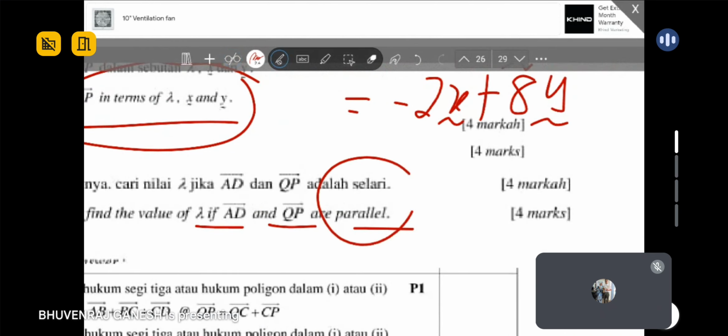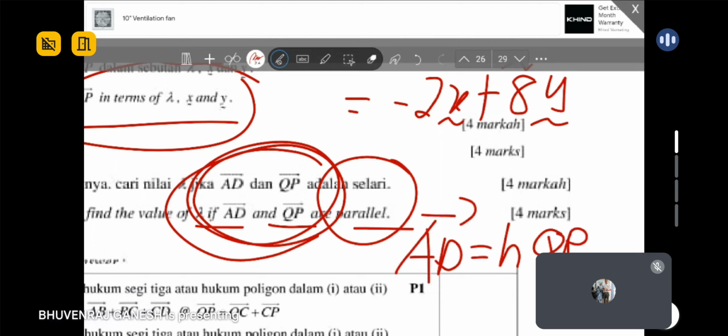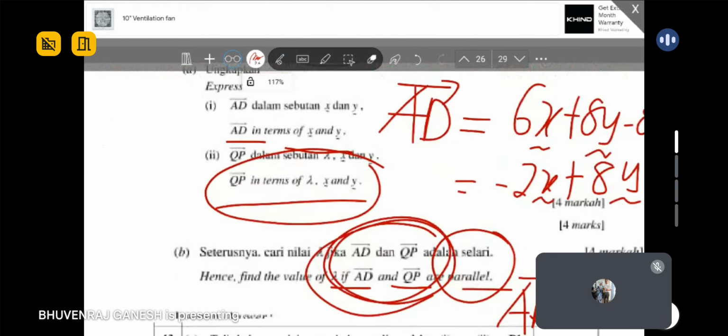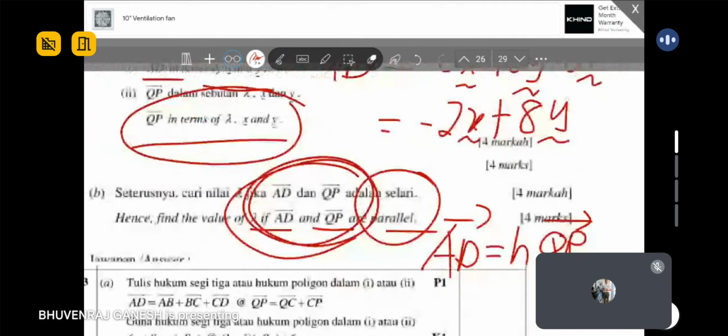So guys, parallel. What is the equation you can form using vectors? Form for me an equation involving these two. If they say parallel, you must understand the concept of parallel vectors. Yes, very good. AD equal to hQP. Any letter you like, you can use any letter you want, as long as you don't use lambda. Don't put lambda because the earlier question already has lambda, so you will be confused if you use lambda again.